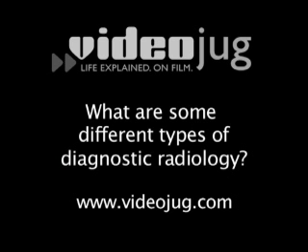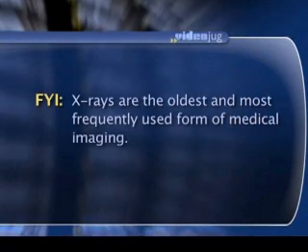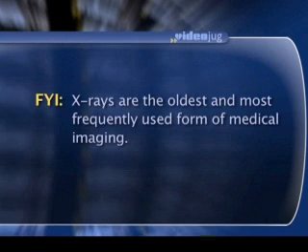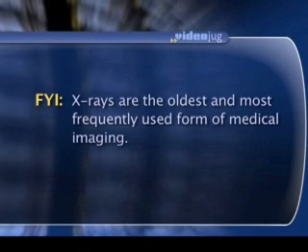What are some of the different types of diagnostic radiology? Some of the various aspects of diagnostic radiology include plain x-rays, which many patients are familiar with from broken bones when they have to go to the emergency room and have an x-ray of their ankle or of their hand. There are other forms of radiology imaging, including CT scanning or CAT scanning, MRI imaging, or ultrasound, and nuclear medicine.